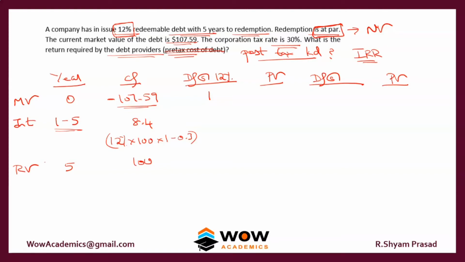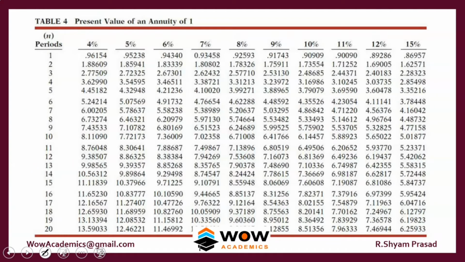So we have to get certain numbers. First we'll try to get the annuity factor. The annuity factor you have to get for 5 years at 12%.